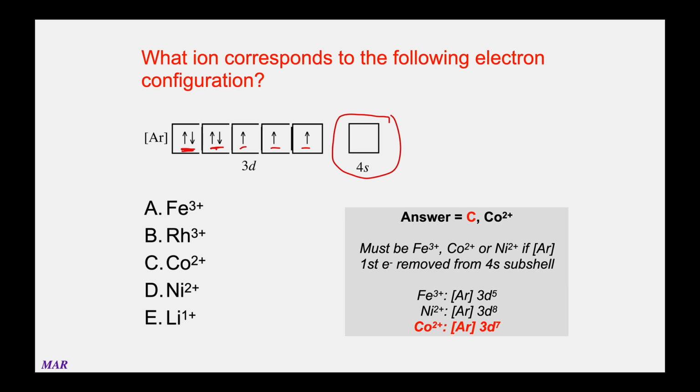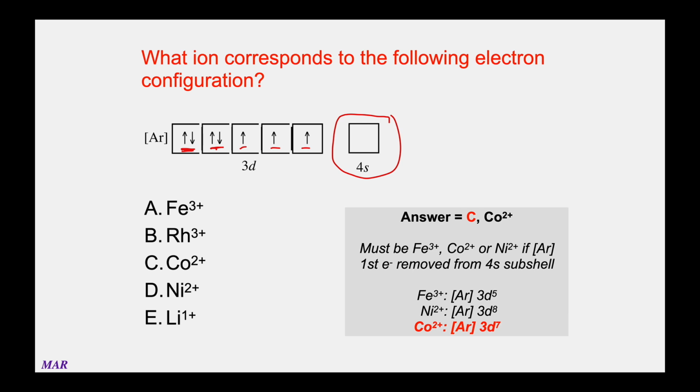All right, if you figure out the charges of the other ones, the iron plus 3 would be argon 3d5. The nickel 2 plus would be argon 3d8. The rhodium would have 4d electrons. It's in the next group down. So rhodium would have a 3d10 as well as a filled 4s2 and 4p6 for that matter.